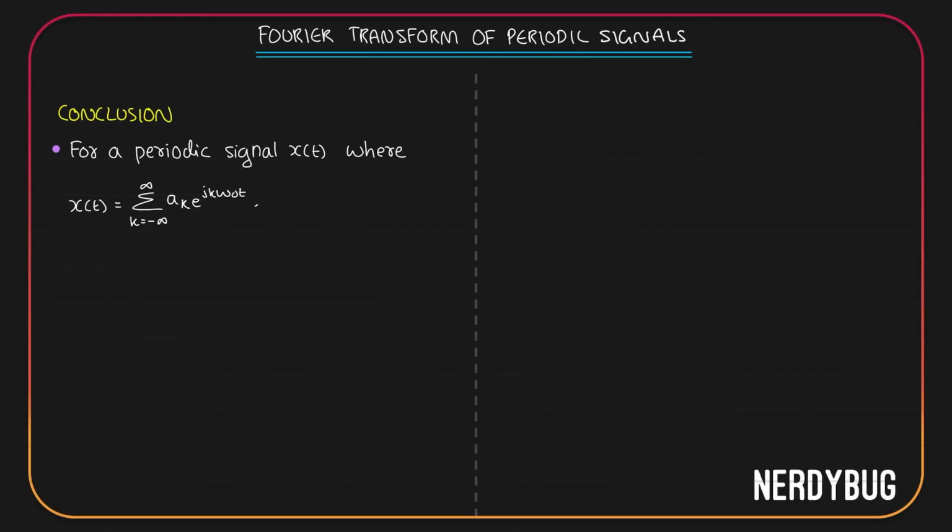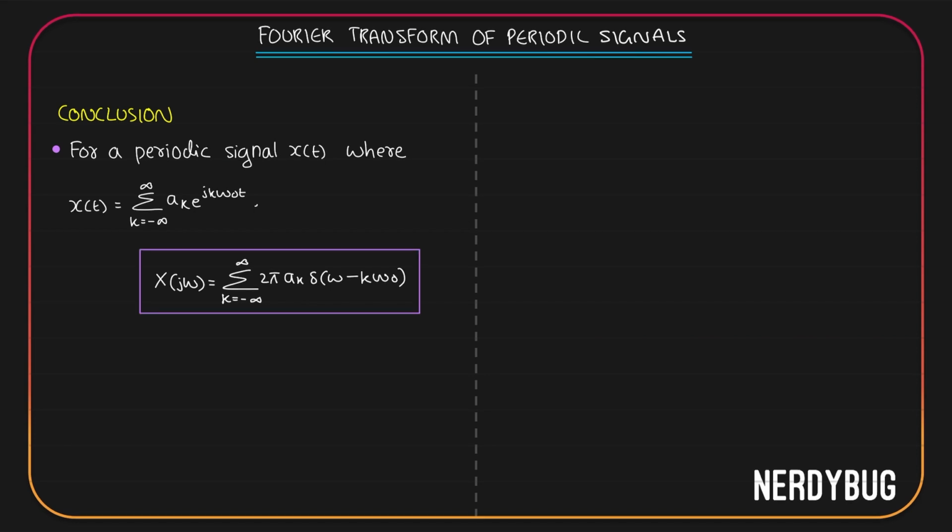So the conclusion we can make from here is simple. For a periodic signal x of t, which can be represented using Fourier series like this, summation from k equals minus infinity to infinity ak e raised to j k omega naught t, its Fourier transform will simply be x of j omega is equal to summation from k equals minus infinity to infinity 2 pi ak delta of omega minus k omega naught. Let's put this in a box.